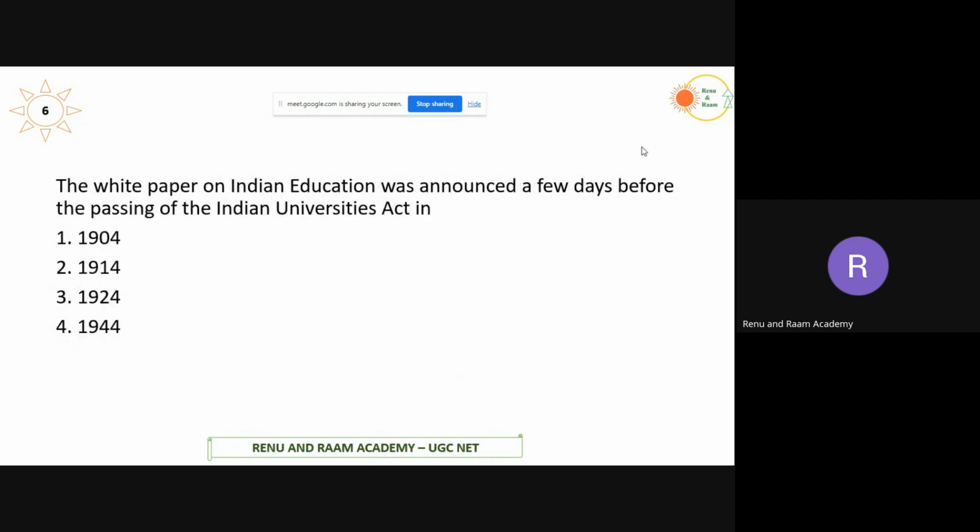Coming to the next one: the white paper on Indian education was announced a few days before the passing of the Indian University Act. The white paper on Indian education was a document which contains various proposals and recommendations for reformation of the entire education system in India. It was announced by the British in 1901, three years before the passing of the University Act of 1904. So the answer would be the first one here.